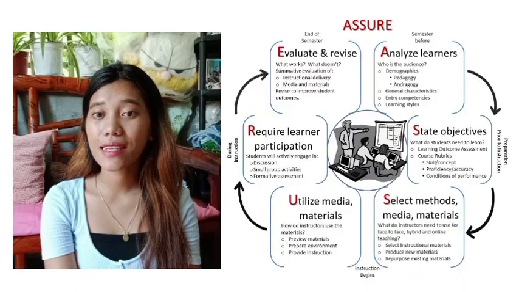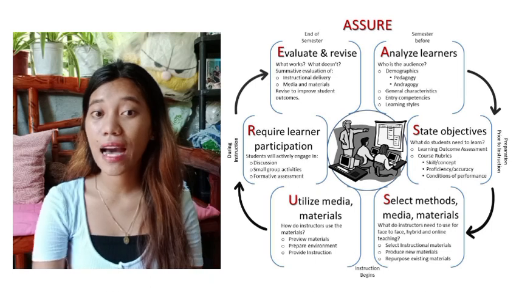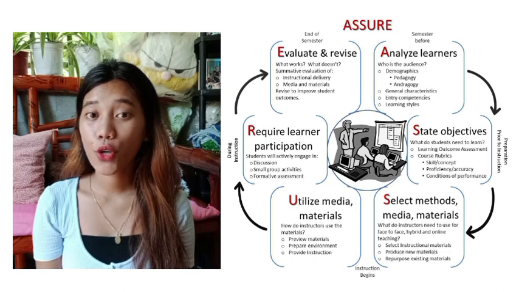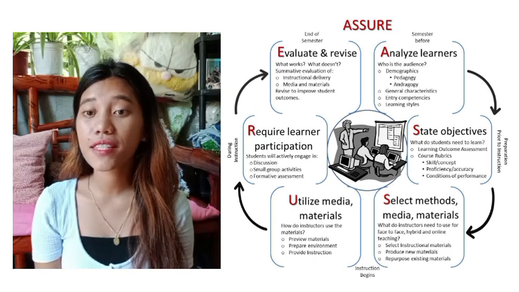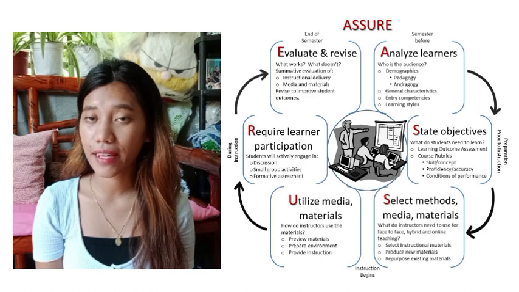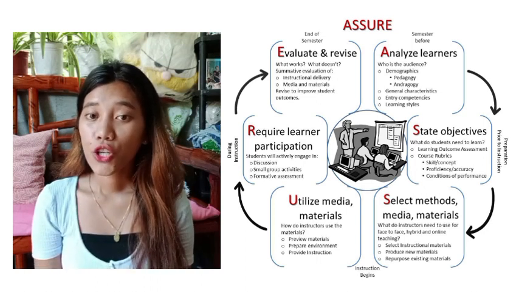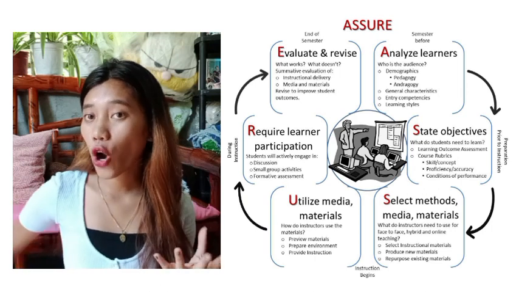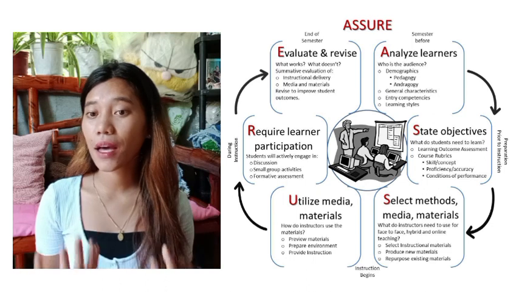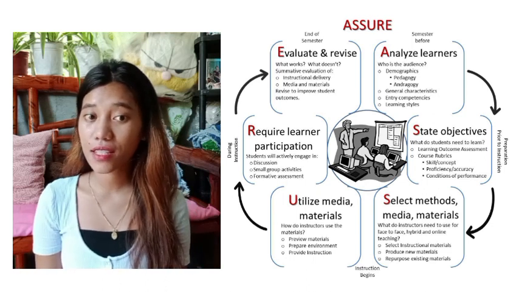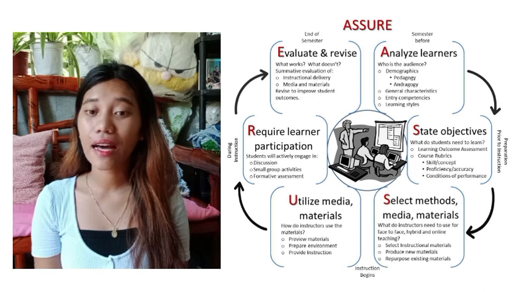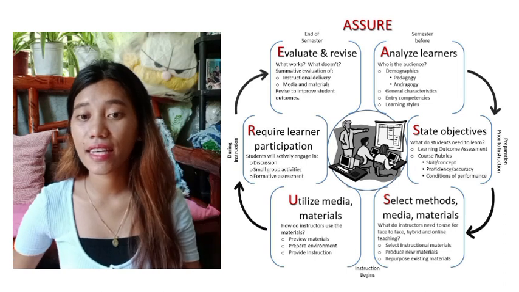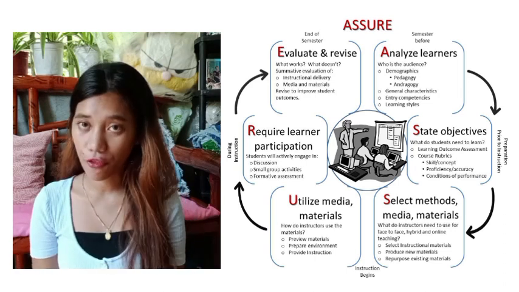The ASSURE model is an instructional design model that has the goal of producing more effective teaching and learning. This model is composed of six essential steps in planning instruction. First, analyze learners. Next is state objectives. Then select methods, media, and materials. Utilize methods, media, and materials. Then require learner participation. And lastly, evaluate student performance.